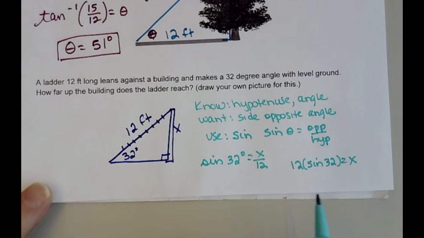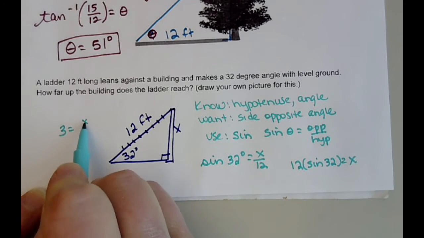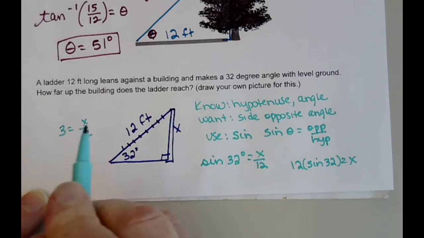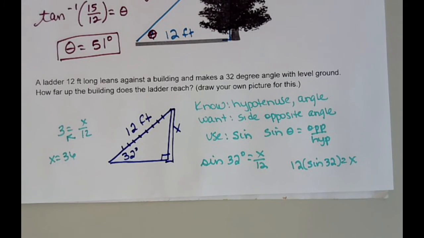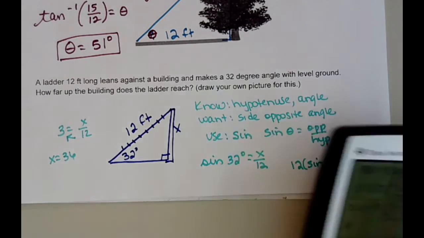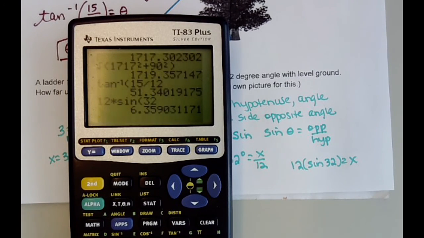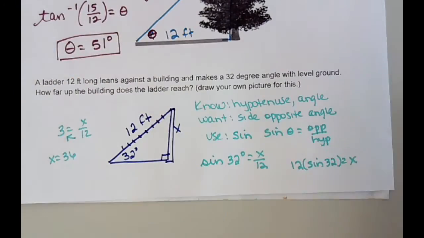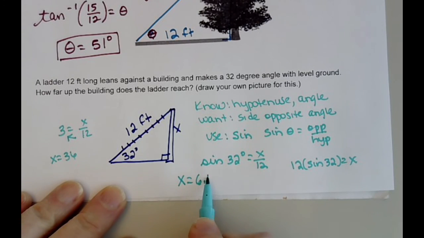And again, we multiply because it's in that denominator. It's like saying 3 equals x over 12. What divided by 12 is 3? Well, 36 divided by 12 is 3, and that's why we multiply. 12 times the sine of 32 is 6.4. And I'm going to say 6.4 because I did not say to round. And so I'm going to say it reaches about 6.4 feet.